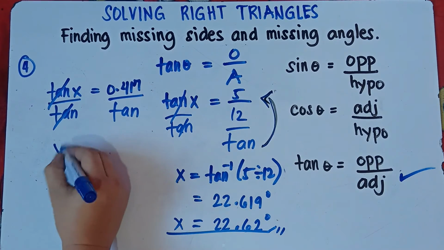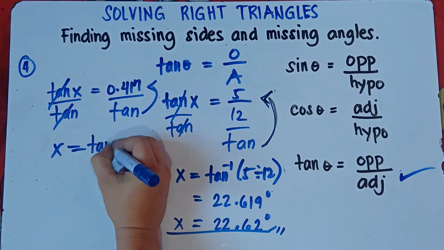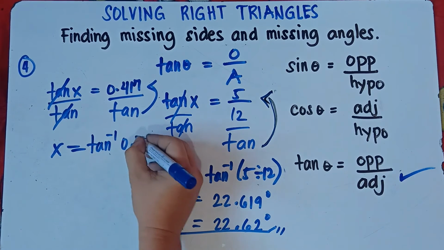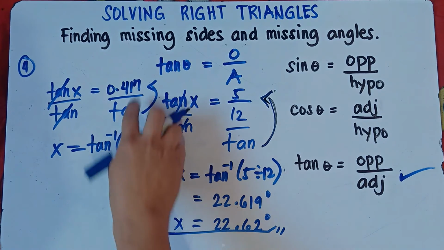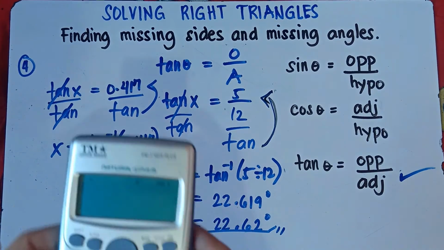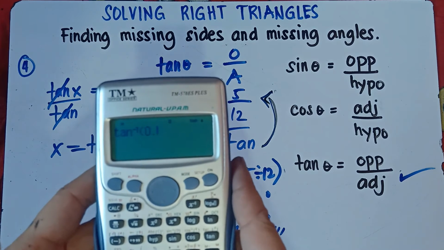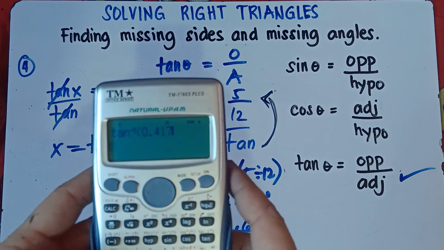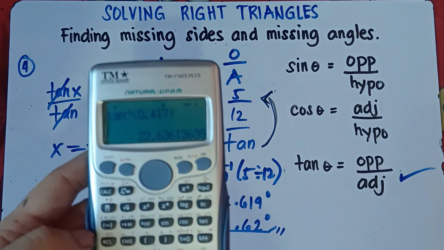So divide by tan, so x equals, once again, we put this tan on the top. So this will be inverse tangent 0.417. So let's check, class, if we have the same answer. I'm sure, class, this will be a different answer, because you rounded up and this is not yet our final answer. So this will be shift tangent 0.417. Close parenthesis.